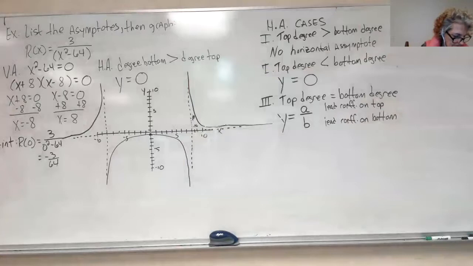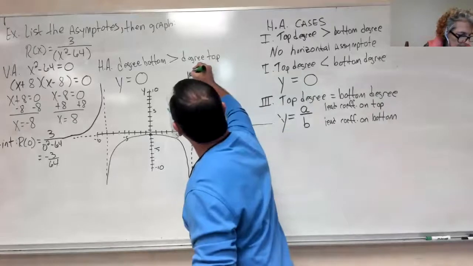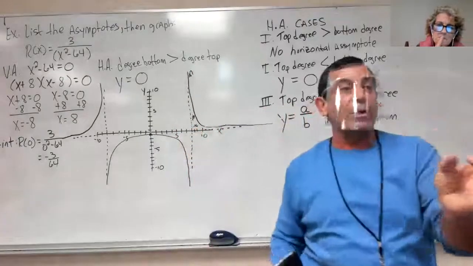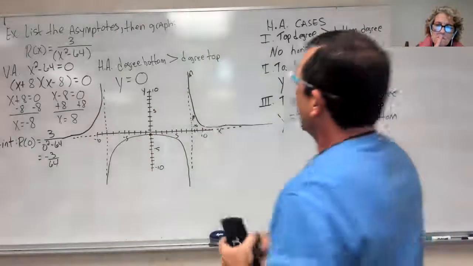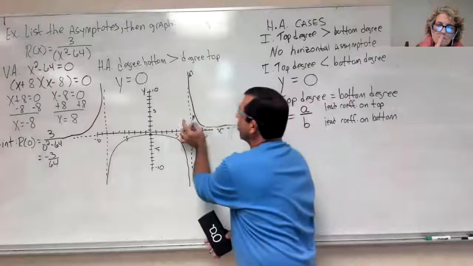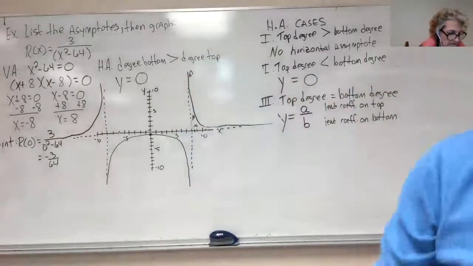So 3 divided by parentheses, 8.001 squared minus that 64 gives me 187. So this is already shooting up to 187. If I added more zeros in there, did 8.00001, my numbers would be even higher. So it's the fractions that are causing my y values to shoot towards infinity, okay?